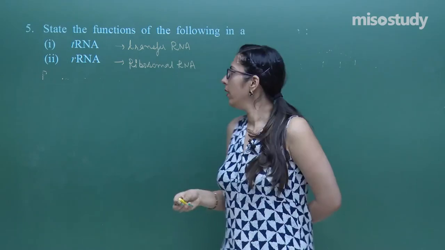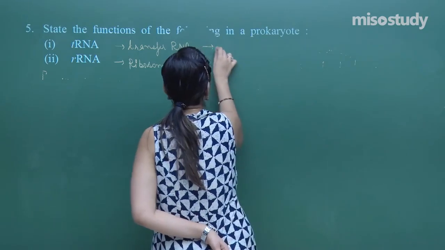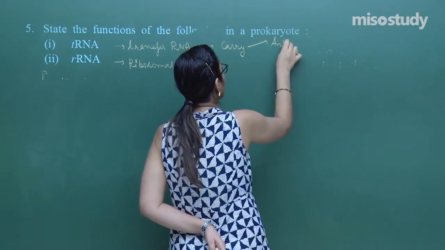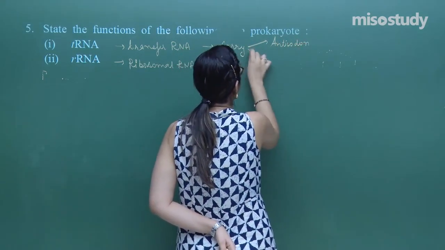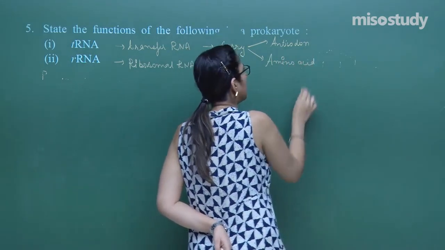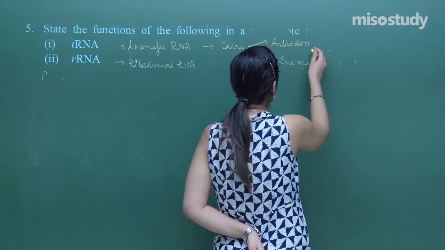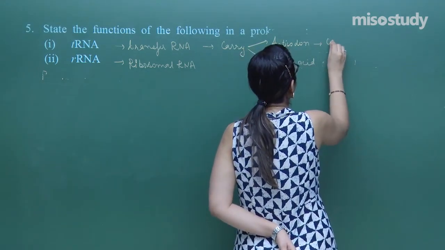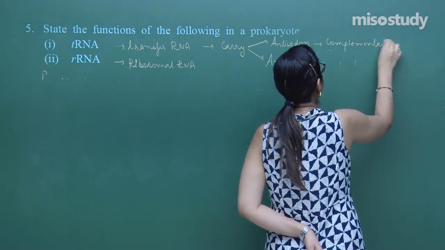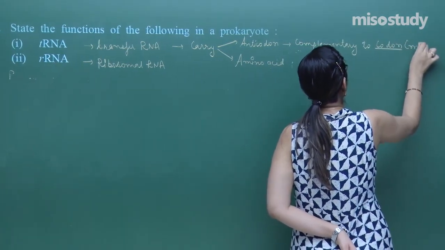Now, tRNA, which is called transfer RNA. The function of transfer RNA is that they carry two things. One is called an anticodon, and second is called an amino acid, right? Each of these has a specific function. What are those functions? Anticodons are complementary to codons. And where are these codons present? Codons are present on mRNA.